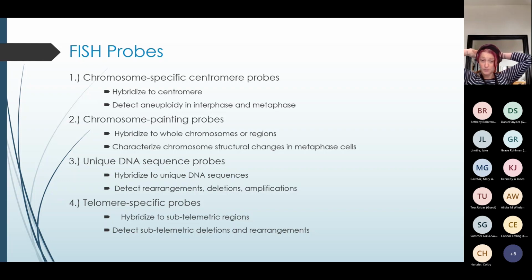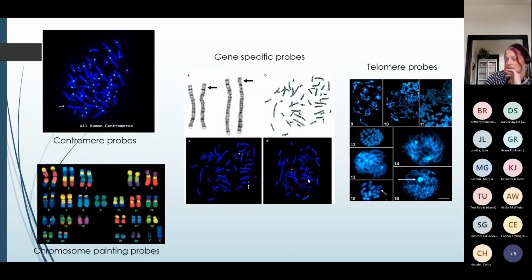Unique DNA sequence probes. If you're just targeting one gene of interest, you can take a very specific gene sequence probe and stain it. So you can detect rearrangements, deletions, amplifications. Maybe you have multiple copies of that gene, so that probe will bind and bind and bind, and it'll be a brighter signal. And then you can use telomere specific probes. They can hybridize to subtelomeric regions, and you can detect telomere deletions or rearrangements. And telomeres are important. The shorter your telomeres are, the more likely you are to get mutations and things.